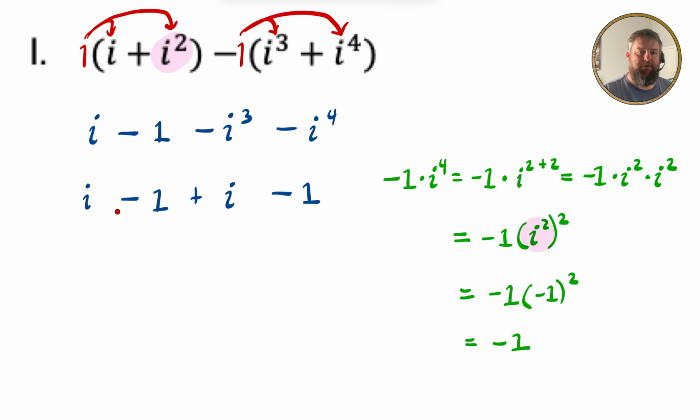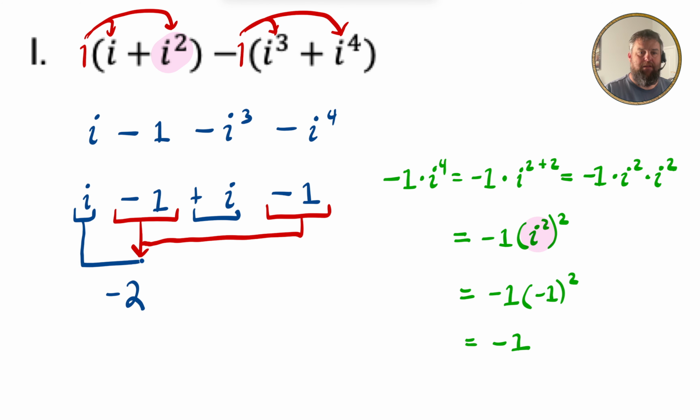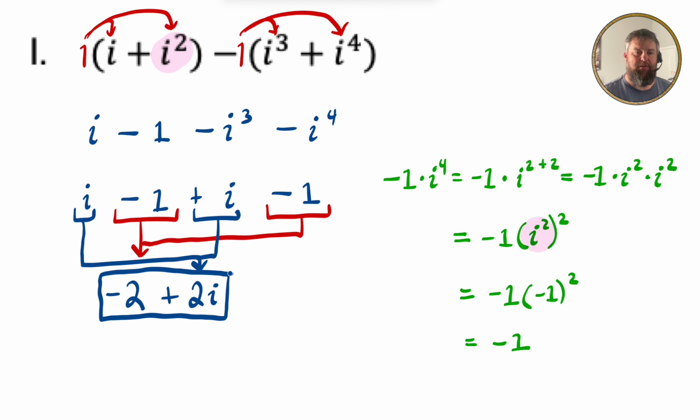Okay, now like parts, just like before, we have the minus 1 all together now. Say it with me, that is minus 2. So we have minus 2, and then we have the i plus another i, and say that with me, that is going to be plus 2i. So the final answer for example 1, question I is negative 2 plus 2i, with negative 2 being the real part, 2i being the imaginary part.